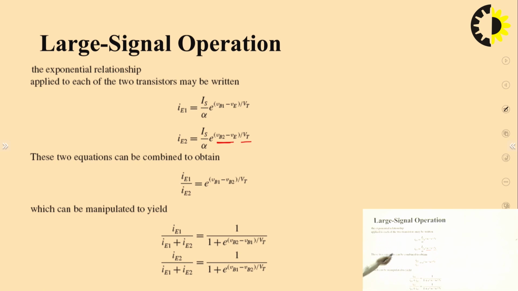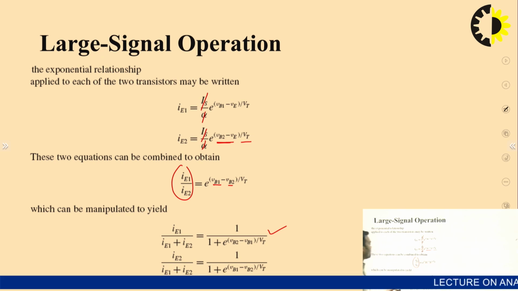Let us divide this equation by this. So, you will get IE1 upon IE2 is equal to, VE will be cancelled out. So, it will be equal to e to the power VB1 minus VB2 upon VT. So, we will add 1 on both the sides, you will get IE1 plus IE2 upon IE2 which will be equal to 1 upon 1 plus e to the power VB2 minus VB1 upon VT. This is the simple mathematics. Similarly, IE2 upon IE1 plus IE2 will be equal to this, and you know IE1 plus IE2 is equal to I.